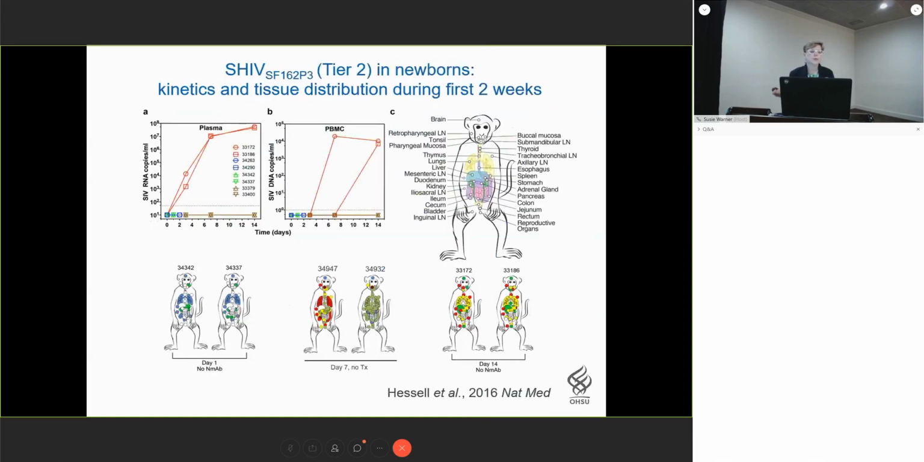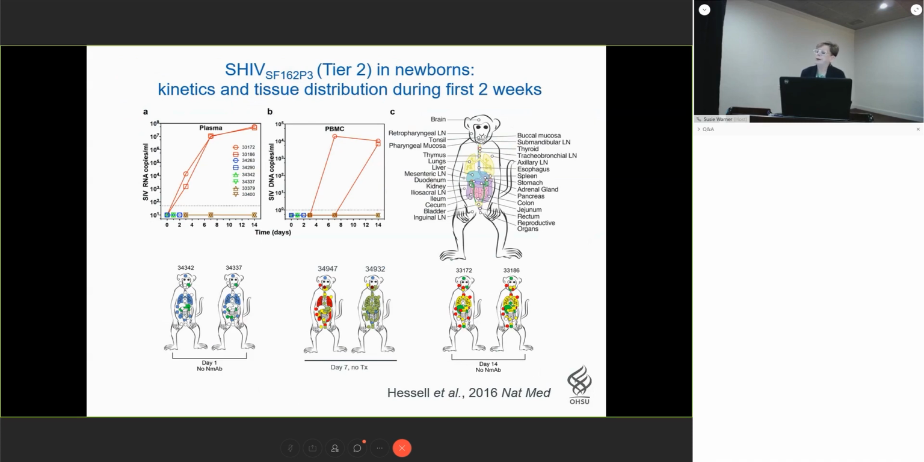One thing we were interested in determining was with SHIV 162P3, which is a tier 2 virus, but typically SHIV, as you've seen, tends to control. When we infect infants by the oral route, we found very, very early signs of infection, day 1, day 7, day 14, with oral inoculation. And we could already see the virus in the blood, in the plasma, in the PBMCs.